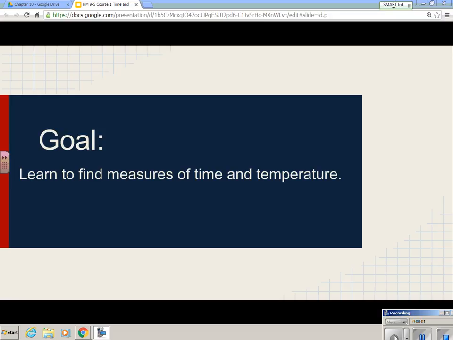Students, this is Joey again, and today we have a goal of learning to find measures of time and temperature. Make sure you write this down in your notes.